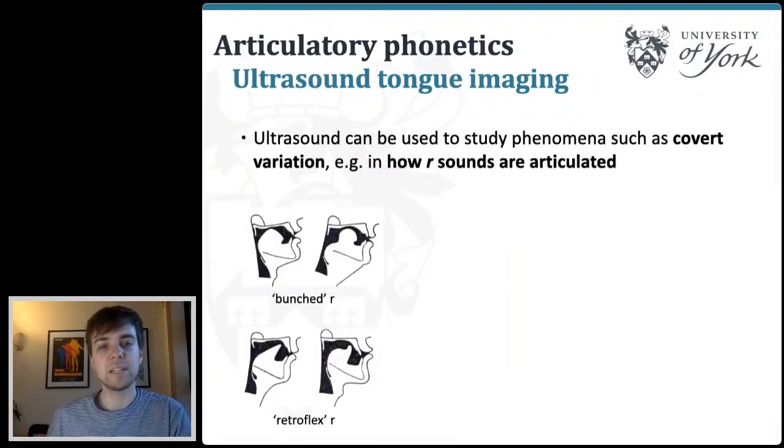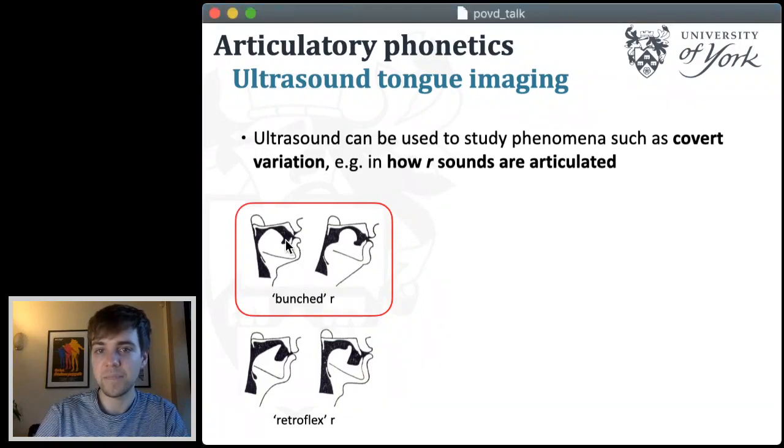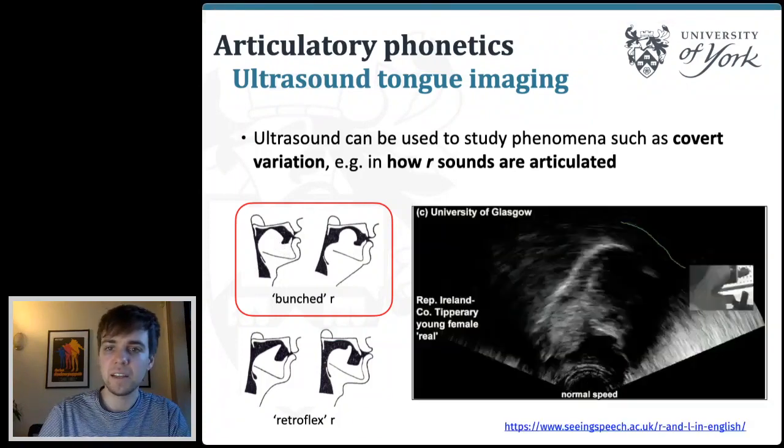And what's great with ultrasound is that we can use it for studying really cool things. So one example is what we call covert variation in how the R sounds are articulated. So in other words, what happens is people are producing the same sound, this R sound, but in very different ways. And we didn't really realise this until you collect that kind of articulatory data. You can see what's going on in the mouth. So some people have what we call a bunched tongue shape, and you can see in a diagram here. The tip of the tongue is facing downwards, and the body of the tongue is kind of bunched up high. And it looks like this.